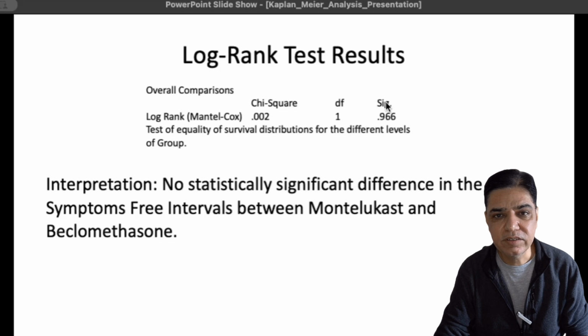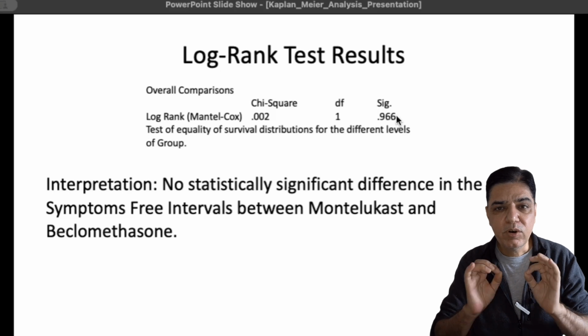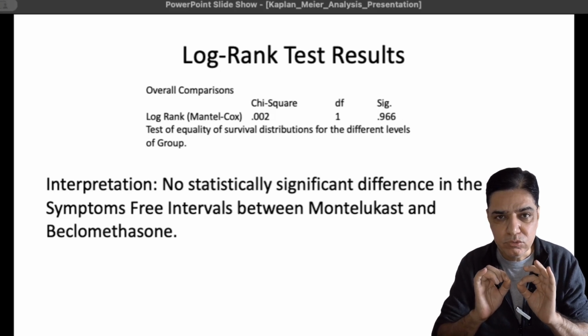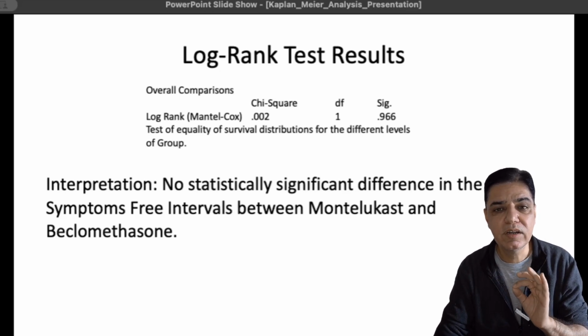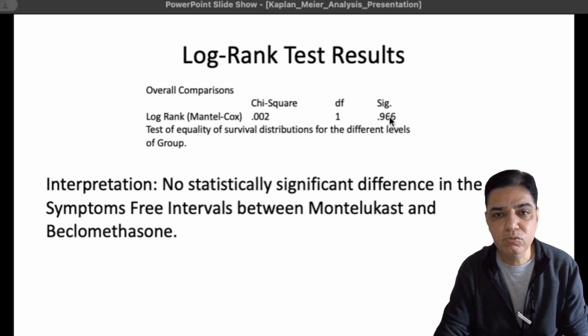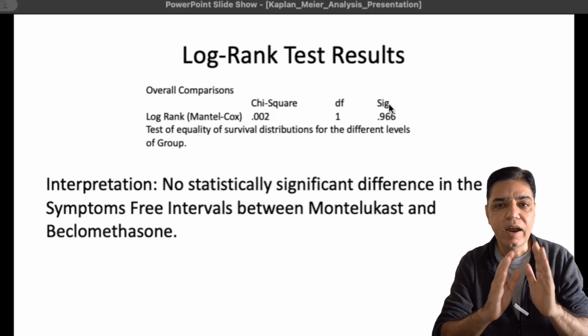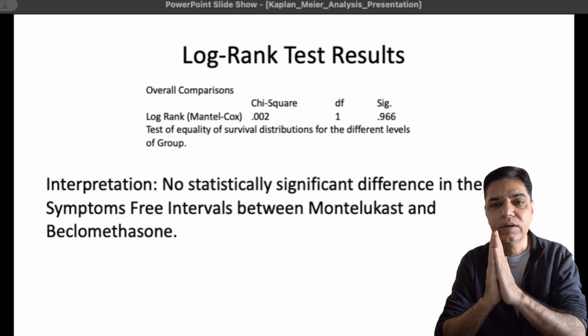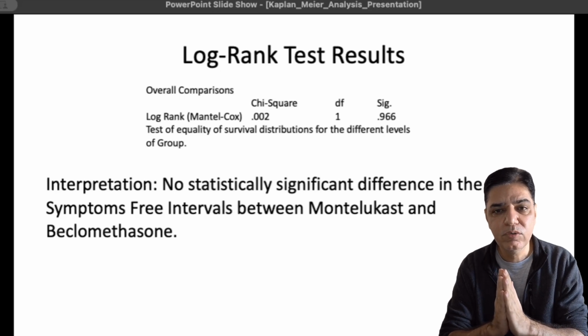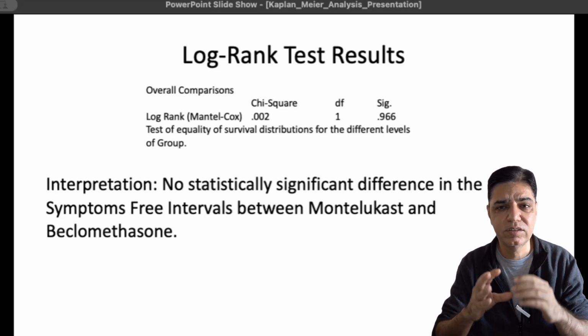The significance is 0.966. Now, if there was a real difference between these two medications, then the significance should be less than 0.05. It should be less than what? 0.05. Here it is 0.9, which is far more than 0.05. It's quite more than 0.05. So this difference, whatever you see at some point, Montelukast being better than beclomethasone, and in other areas beclomethasone being better than Montelukast, this is all because of chance.